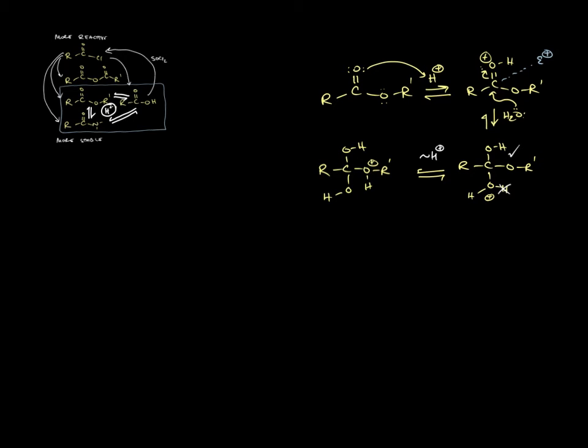Well, at this point, we have a very good leaving group in that O+, so for one of these OHs, the electrons can come back down again and kick that guy off, which would give us a close to a final product. It would look like this.